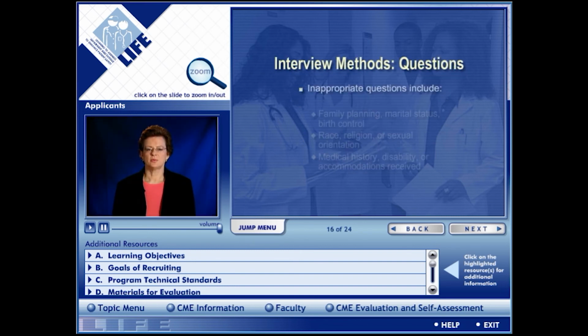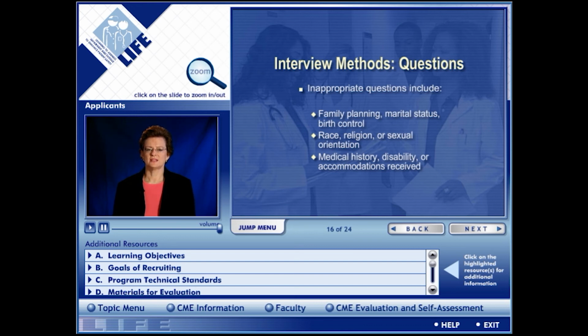Questions that are inappropriate include questions regarding family planning, marital status, or birth control. Obviously, there should be no questions about race, religion, or sexual orientation. Questions about medical history or disability are also unacceptable, and interviewers may not ask if applicants have previously requested or received reasonable accommodations. However, it is legitimate for you to know if the applicant has a disability that will restrict his or her performance in a program.